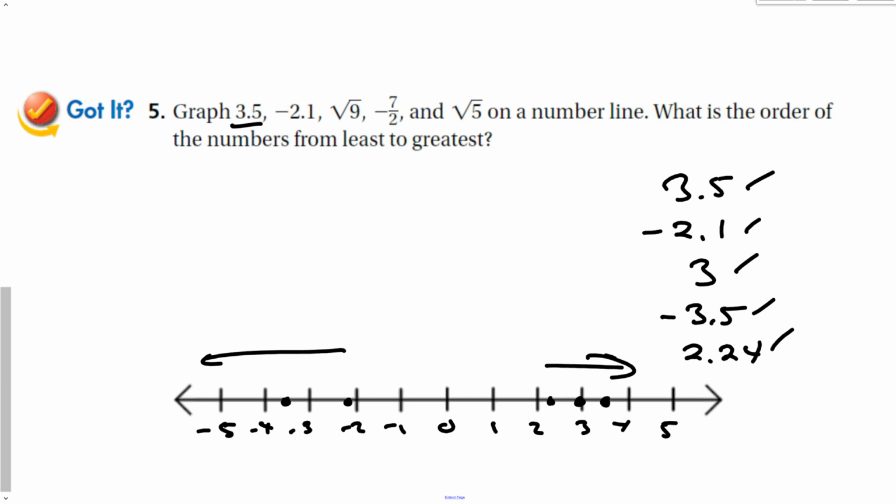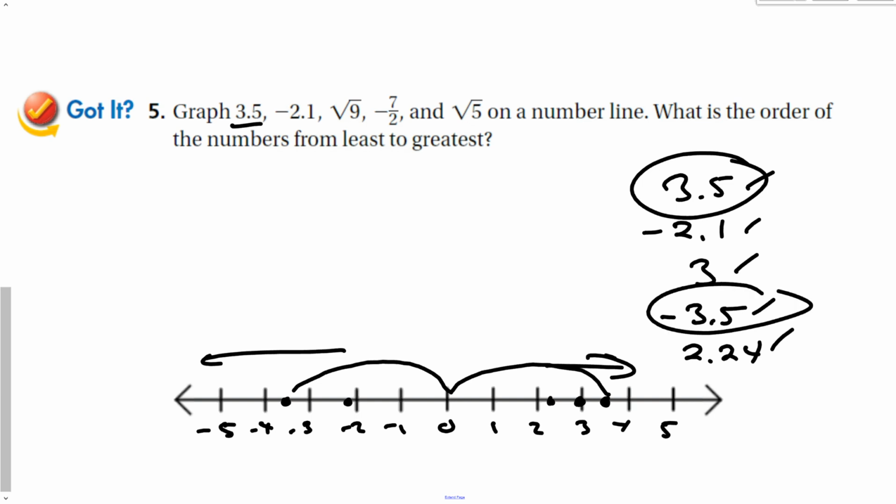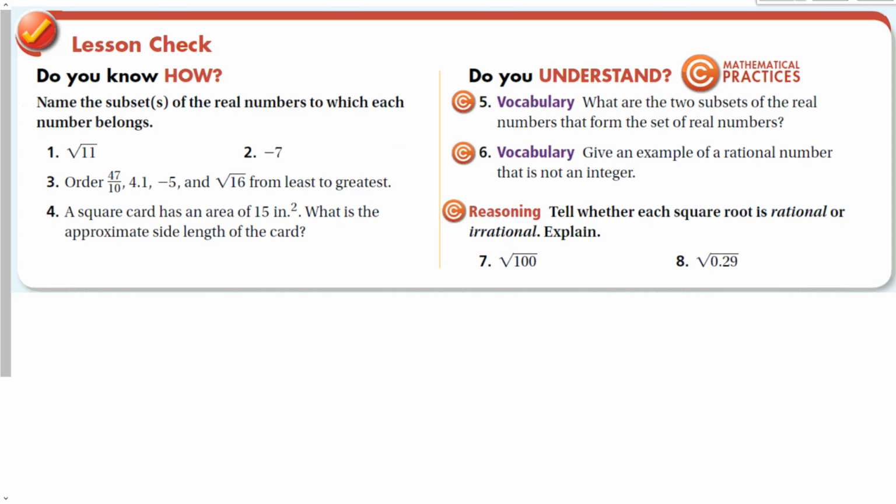Least to greatest. Now something we'll talk about later is you should see that the distance from there to there and the distance from there to there are the same. And the only difference between those two numbers, 3.5 and negative 3.5, are their signs. And we'll talk more about what that means later. So that's the end of this section.